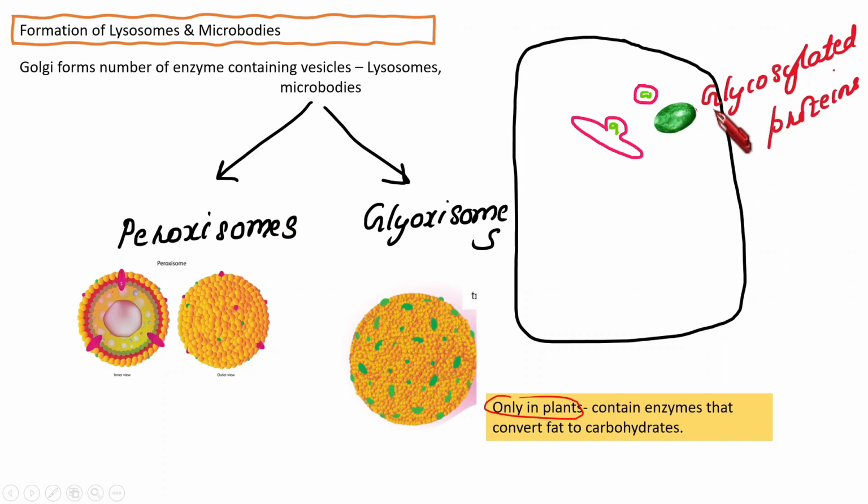And one more thing: inside the lysosome, certain proteins are also present, and the glycosylation of those proteins is also done by the Golgi. So in that way also, it helps in the formation of the lysosome. This is glycosylation.